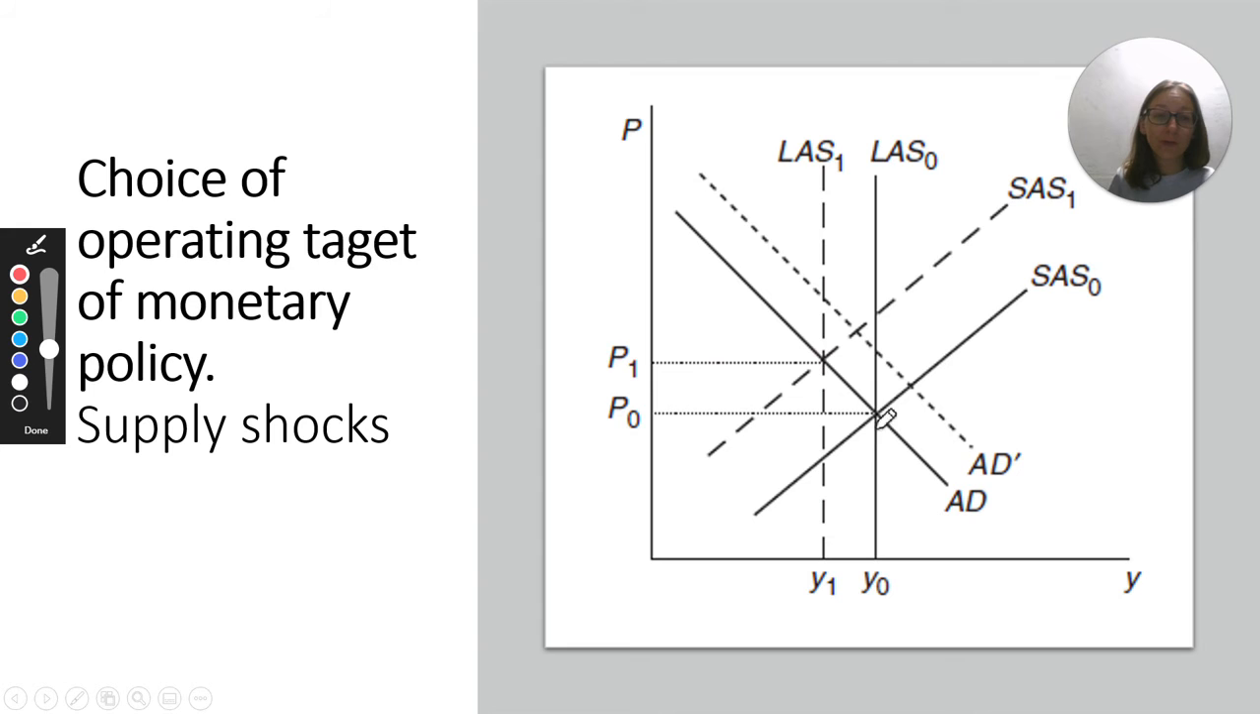So let's say we used to have equilibrium here, where the long run aggregate supply curve, the short run aggregate supply curve, and the aggregate demand curve intersect. And let's assume that we have a negative supply shock, which means that supply decreases, or the prices in the economy go up.